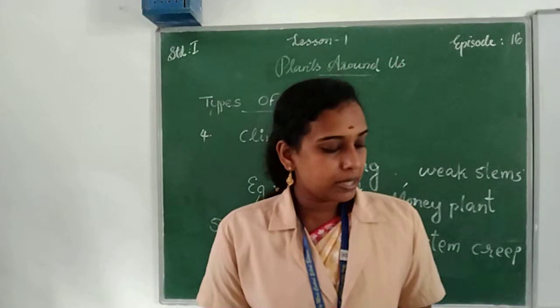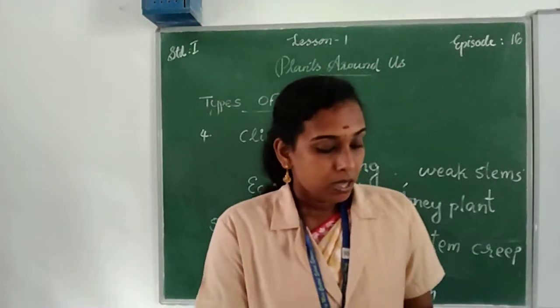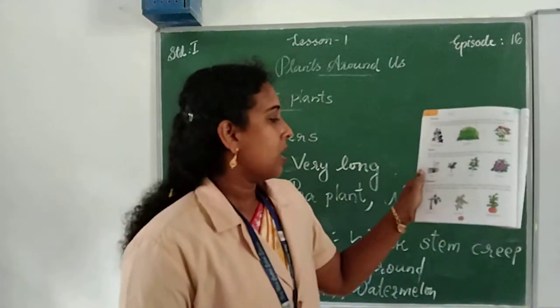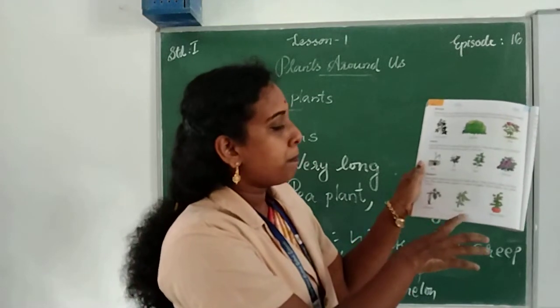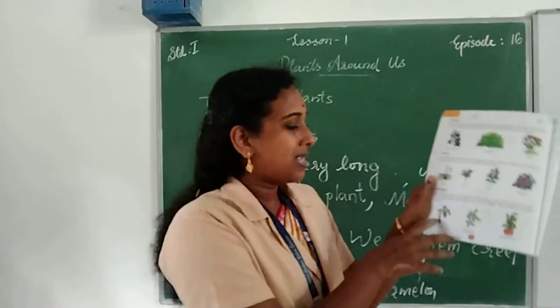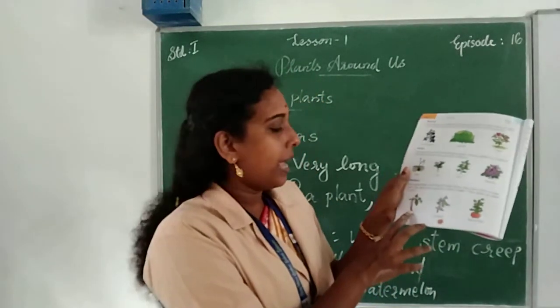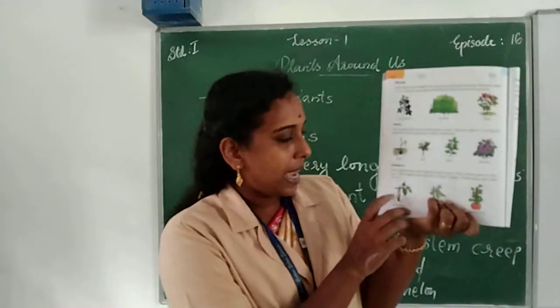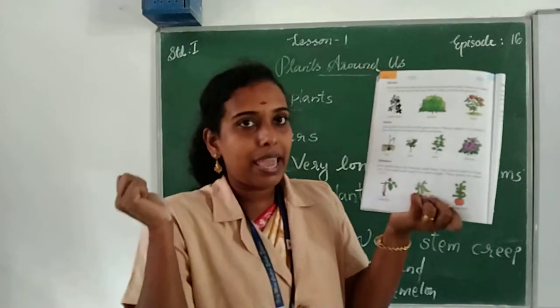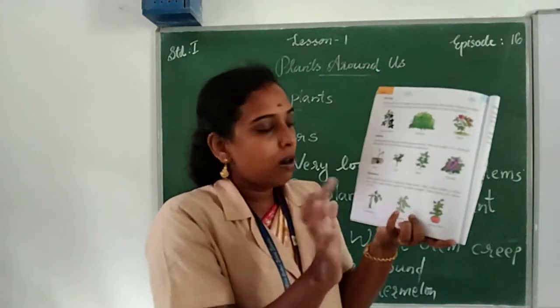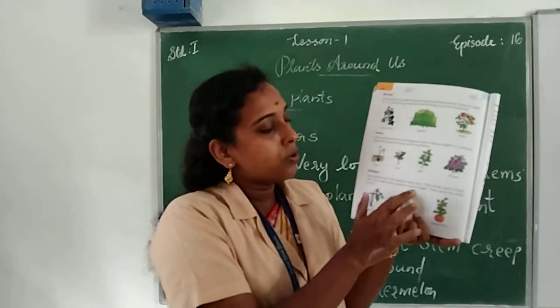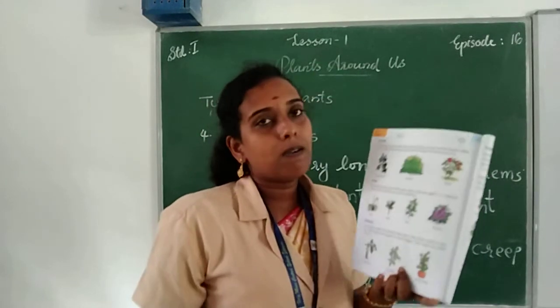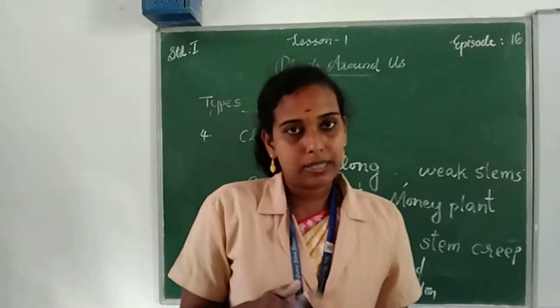Then the next one is examples for climbers. Grapevine, pea plant, money plant. Grapevine, pea plant and money plant are climbers because they need support to stand straight. They cannot stand on their own, so they need some support to climb on. So they are called climbers.